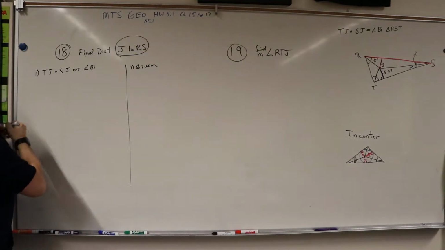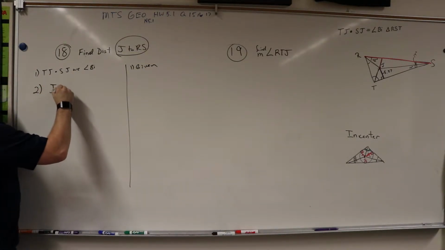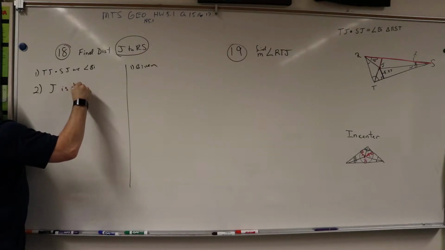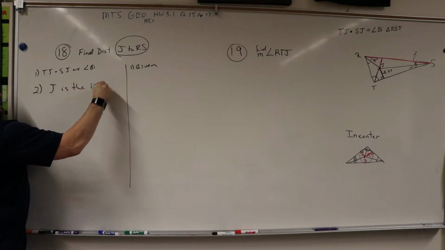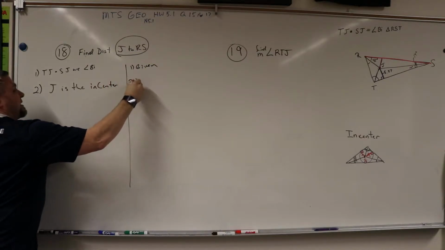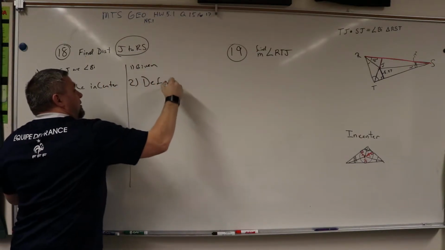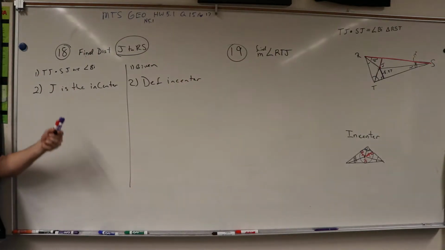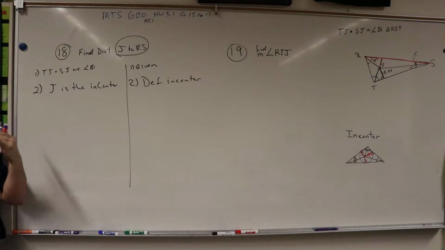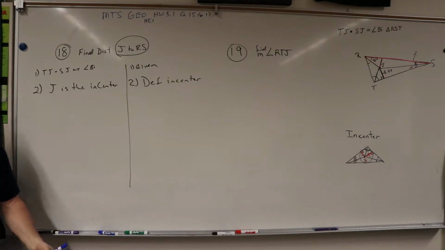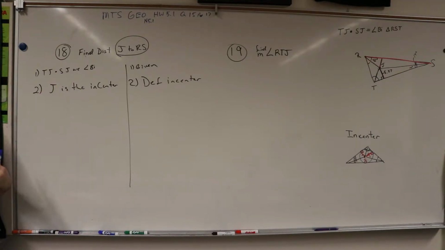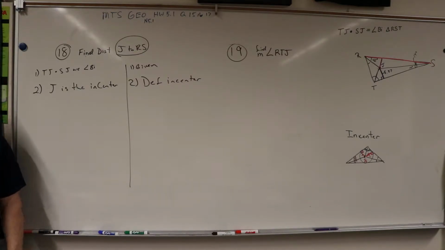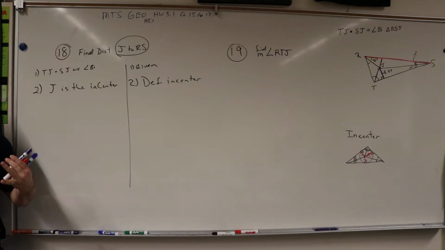So therefore we can say 2. J is the in-center. Why can we say that? Definition of in-center. Because you need to have two angle bisectors that meet to create an in-center, which they gave us. That makes J the in-center. If J is the in-center, then any line that's perpendicular is congruent.